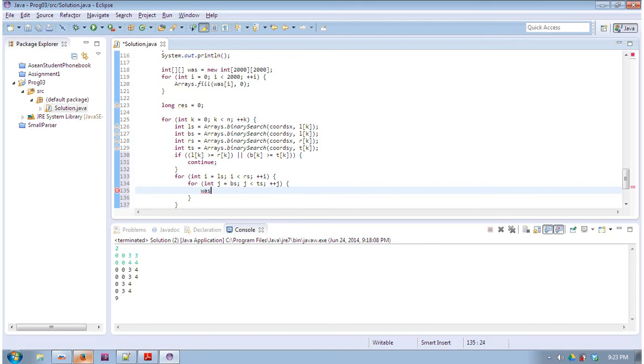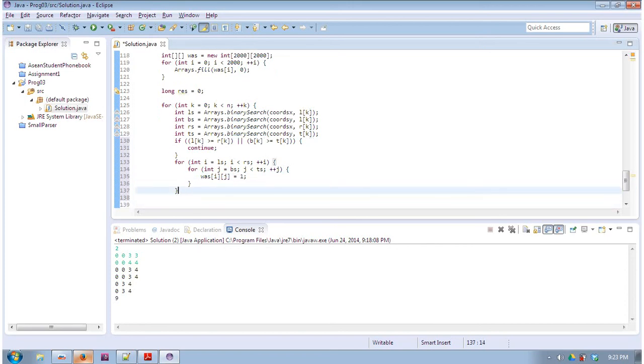Okay, so we set the two-dimensional array. If this partition is filled with a rectangle, obviously it has a value of 1. And then we count the number of ones, and then we multiply them by their dimensions. So in this part, we fill the was two-dimensional array with ones, and then we essentially find their area.